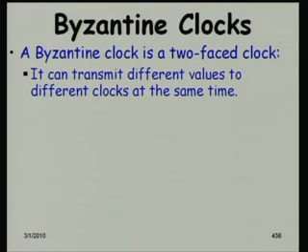They tell one general one thing or they confuse them. A Byzantine general will confuse the other general, he will tell one general that it is not the time to attack and will tell another general that we should attack now, right. So that they will lose it. So, a Byzantine clock transmits different values to different clocks at the same time.